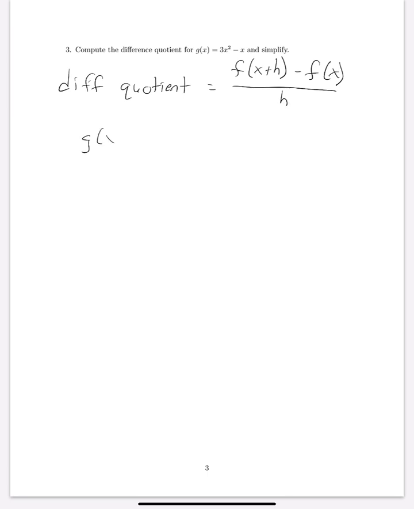All right. So for question 3, I want to compute the difference quotient for this function. And just as a reminder of what the difference quotient is, here we're using g of x, but the standard difference quotient is f of x plus h minus f of x, all divided by h. All right, so my g of x, just remember g and f and all that, the names of the function are replaceable, is 3x squared minus x. Now I need to figure out what g of x plus h is. And so I'm going to plug x plus h in everywhere that I have an x.